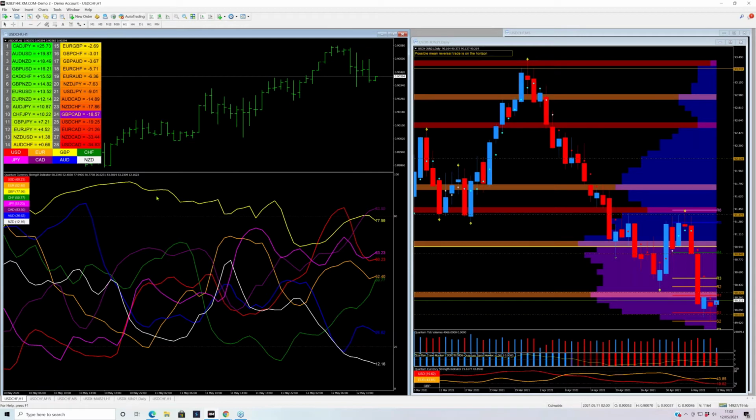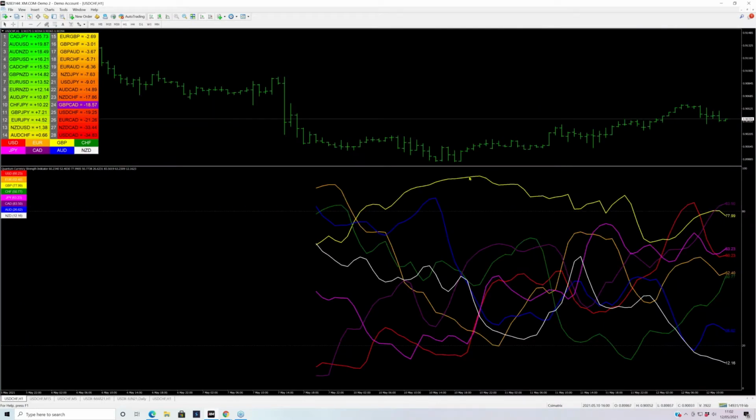Yeah. But what has happened when we look at this, the hourly CSI, the currency strength indicator, and the matrix here.